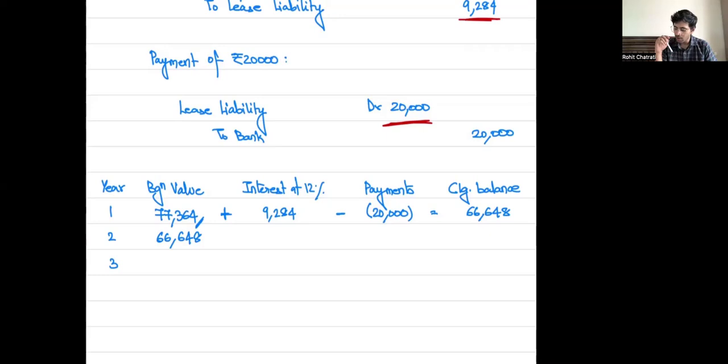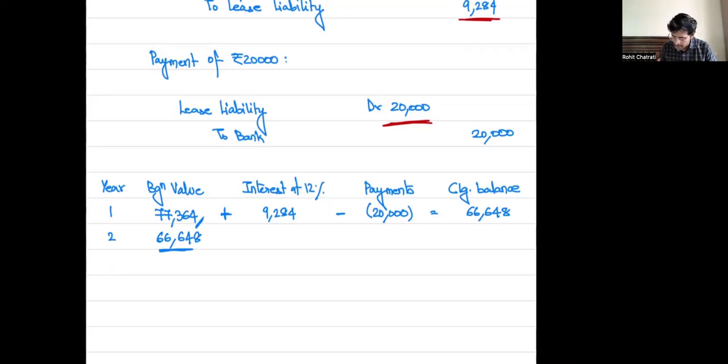Now in year two also, we're again going to calculate interest. But interest for year two is not going to be 9,284 because your principal has now reduced. The principal is now 66,648, and therefore you are going to recognize 12% interest on this principal.